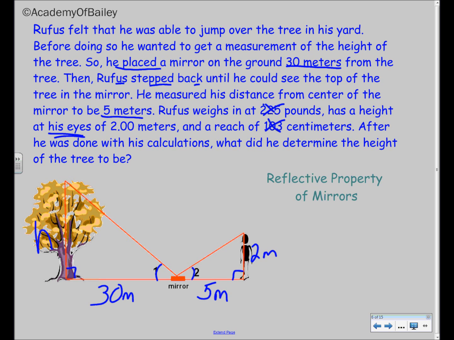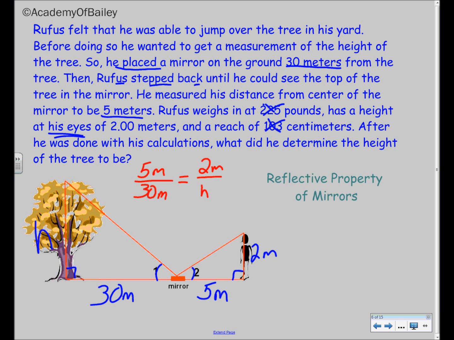We know we want to find the height of the tree. So let's go ahead and set up proportions. Looking at the right triangle, the distance is 5 meters to the mirror. And looking at the left triangle, from the tree to the mirror, 30 meters. On the right triangle, the height to the eyes is 2 meters. And on the left triangle, the height to the top of the tree is h. We don't know what that is.